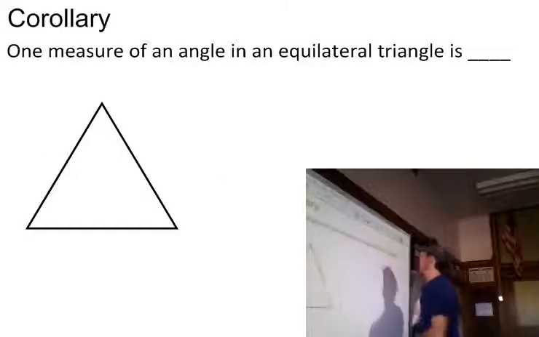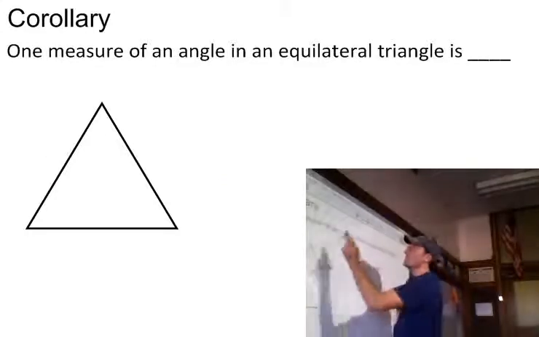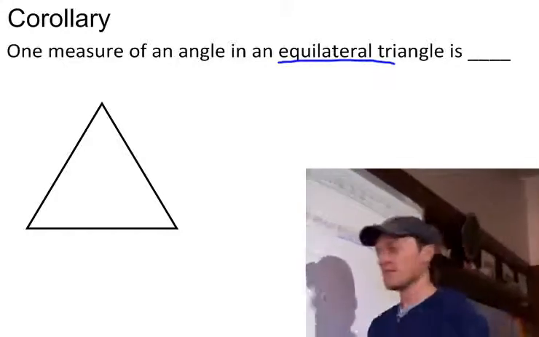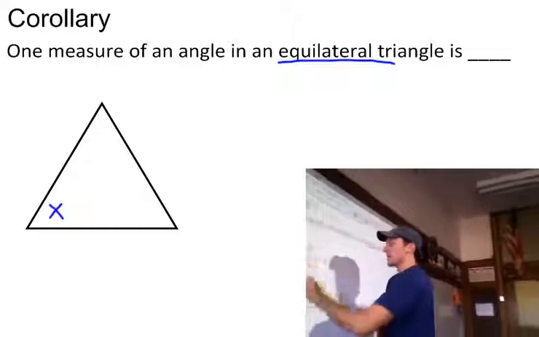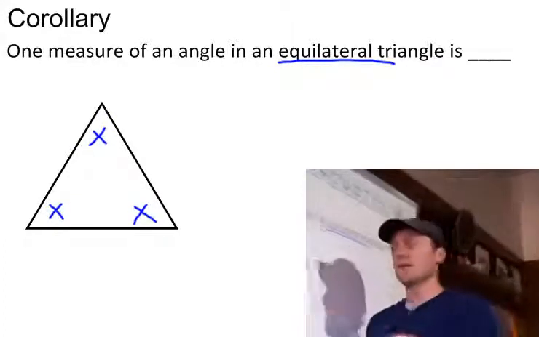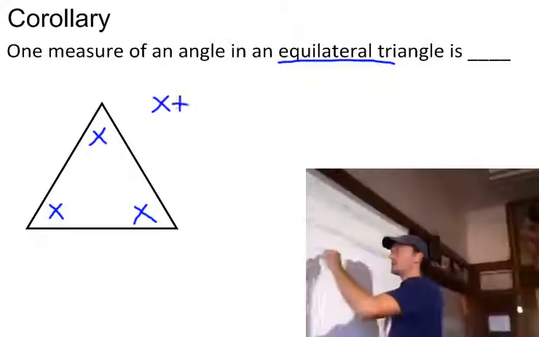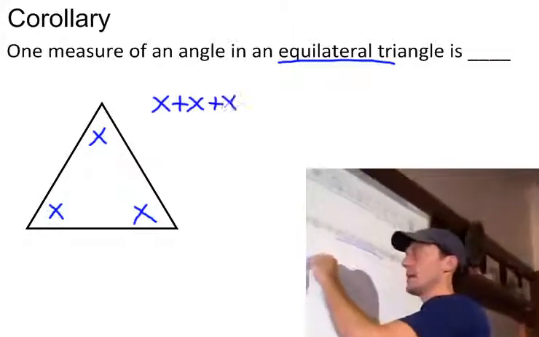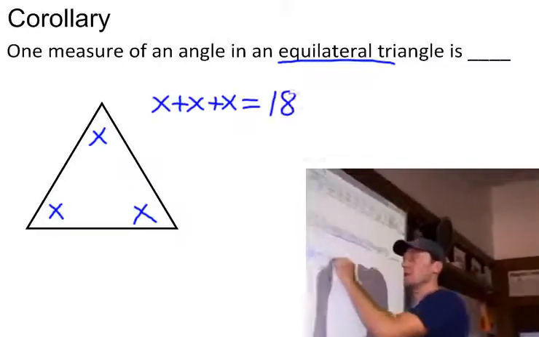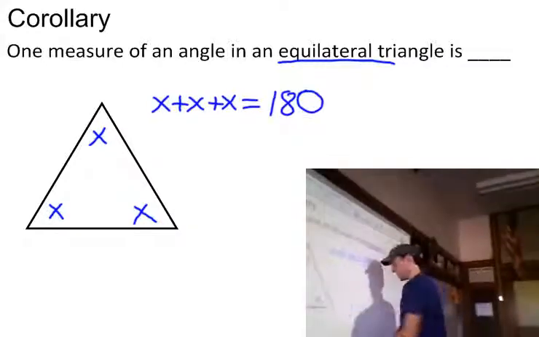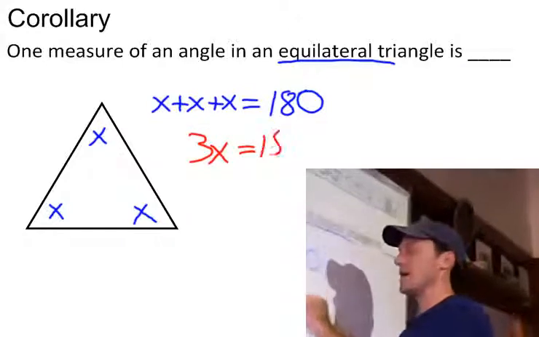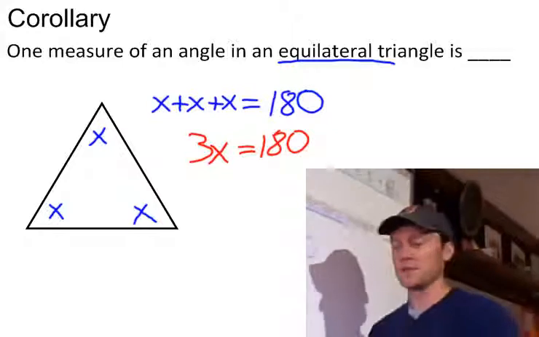Okay, let's keep going. Here's another corollary that goes along with this. The measure of an angle in an equilateral triangle, let's think about it. If this angle is congruent to this angle, congruent to this angle, then x plus x plus x equals the total angles, which we know is 180 degrees. So that means 3x equals 180. I think you see where this is going.